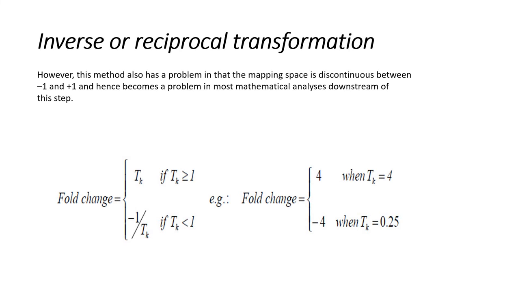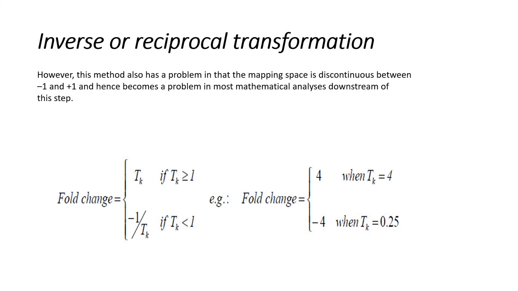So fold change we can deduct as 4 and -4. So when TK is equal to 4, and in the case of the down regulation, TK will become 0.25, for the -4. So here you can see, this is called the reciprocal transformation. But there may be some problem in the reciprocal transformation also, because the mapping space is discontinuous between -1 to +1, hence it becomes a problem mathematically. But this is also a useful method.